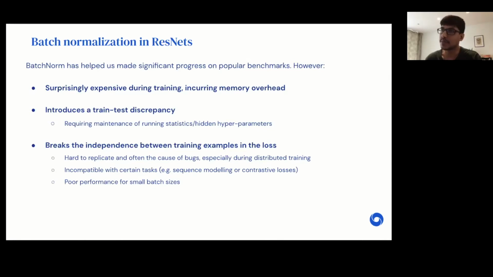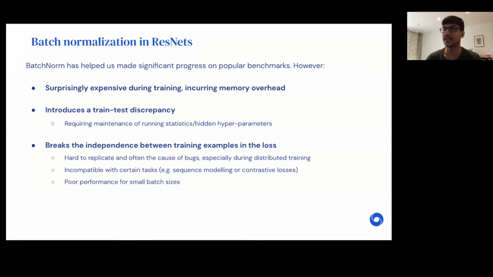As I explained in the previous slide, it can introduce a train-test discrepancy in terms of how it can be used. And this requires maintaining these running statistics during training, which in turn introduces hidden hyperparameters. And most importantly, it breaks the independence between the training examples and the loss. And this causes a number of different problems.